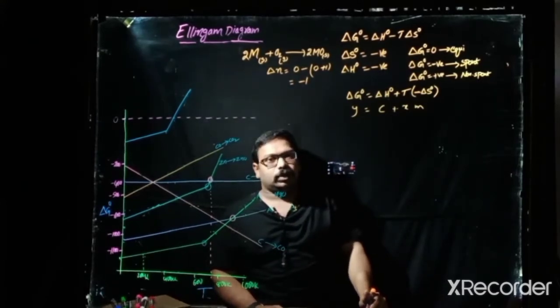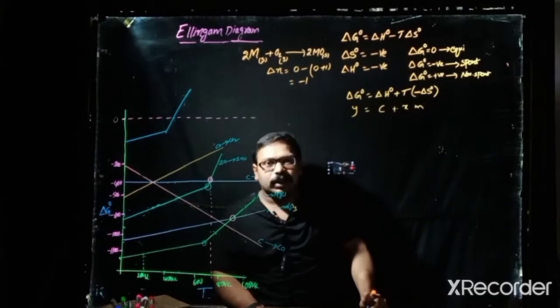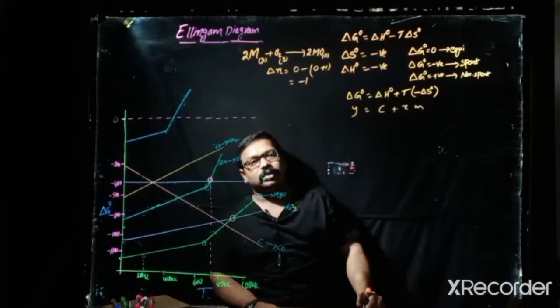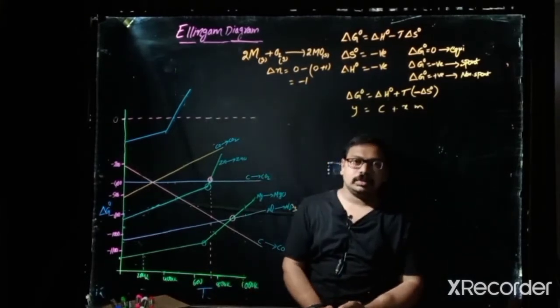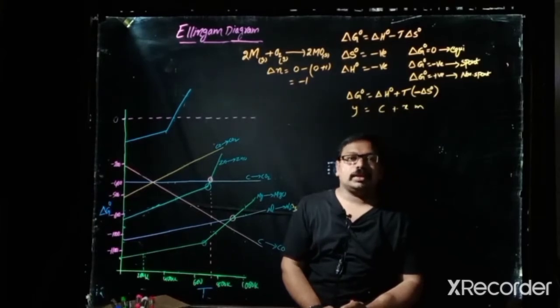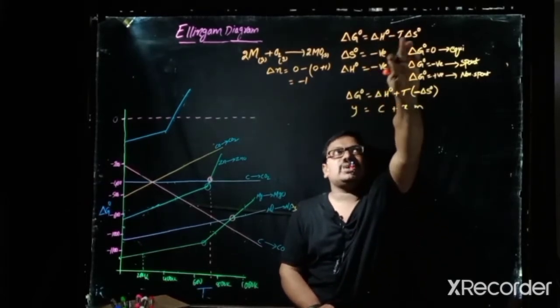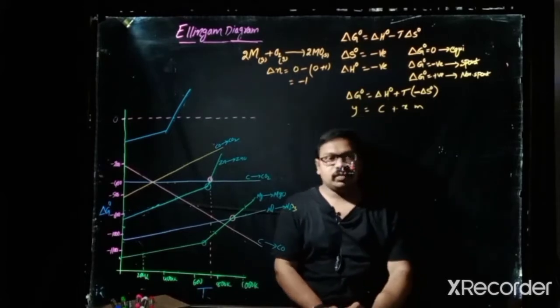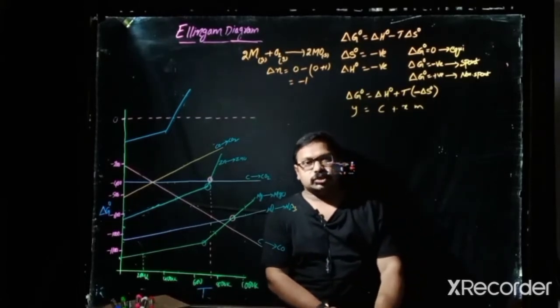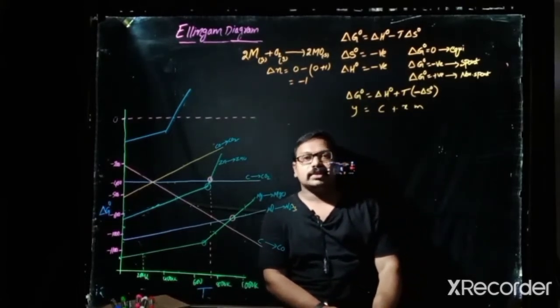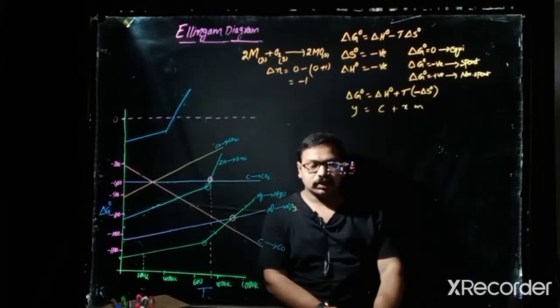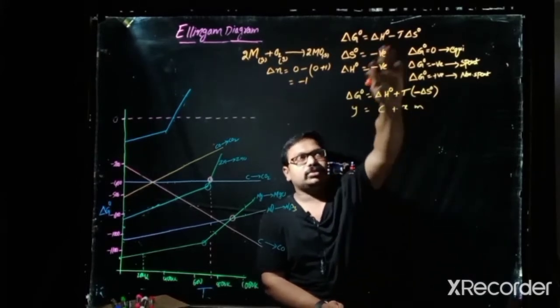And another important term is temperature. This temperature decides whether the oxidation of metal will be spontaneous or non-spontaneous. Based on these two terms, change in enthalpy and change in entropy, by using these two values, we are calculating the standard Gibbs free energy at various temperatures.